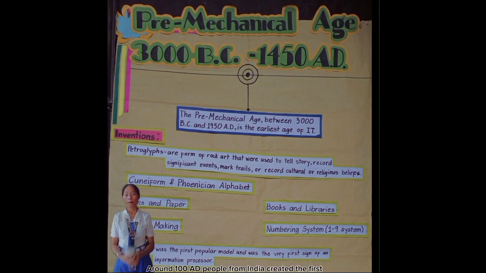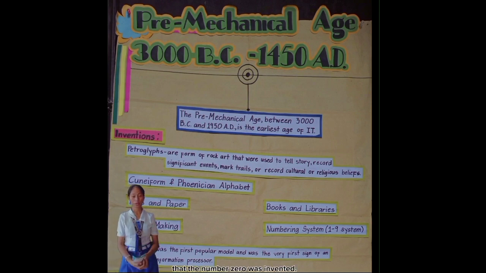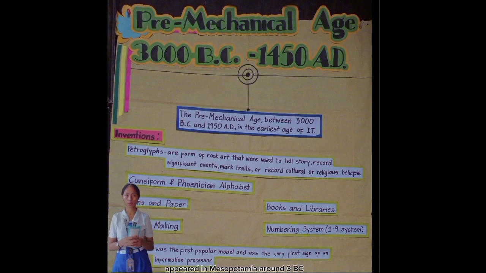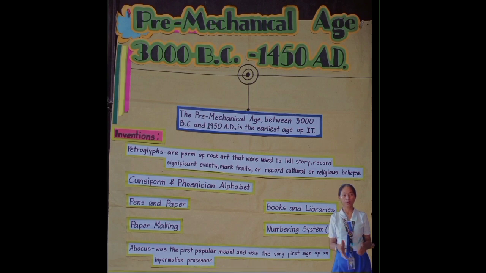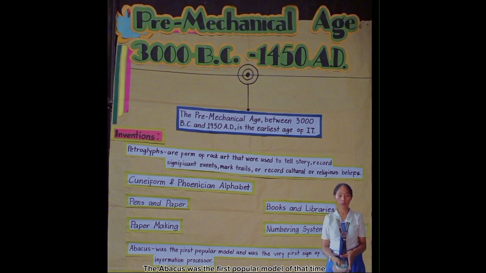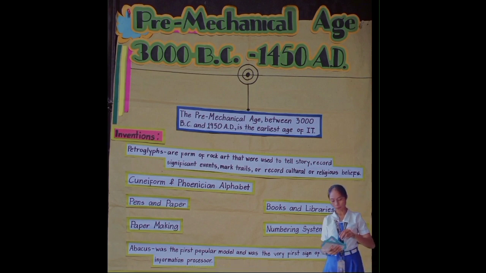Around 100 AD, people from India created the first 1 to 9 system, but it wasn't until 875 AD that the number 0 was invented. The first recorded 0 appeared in Mesopotamia around 3 BC, and the Mayans invented it independently. With the creation of numbers, people began to develop calculators. The abacus was the first popular model of that time and was the very first sign of an information processor. So this is the picture of the abacus.